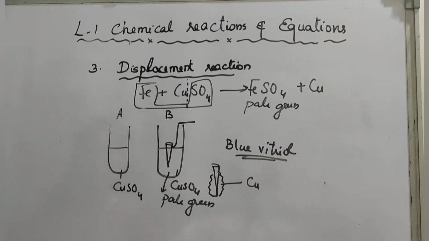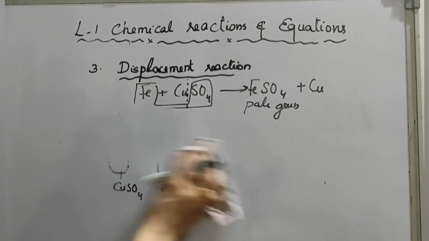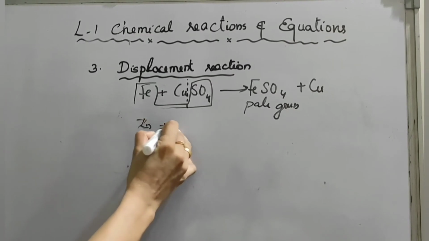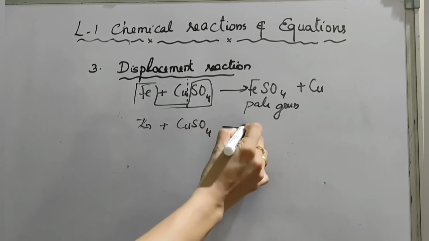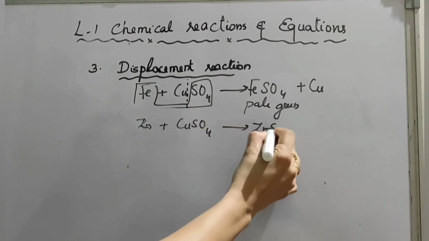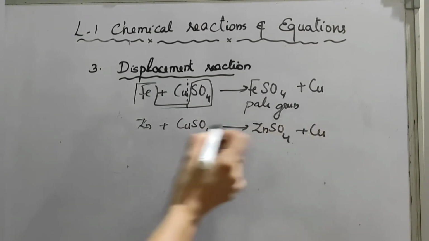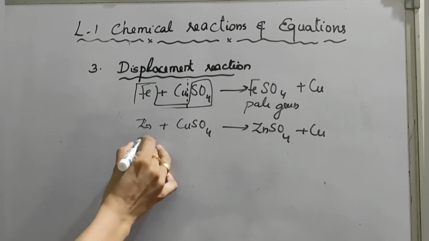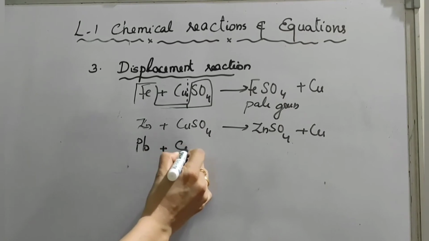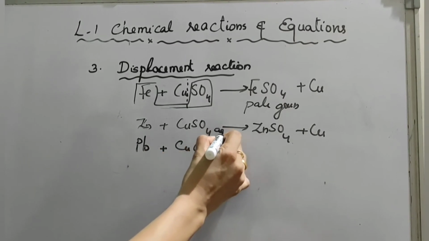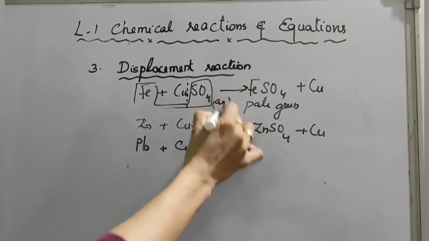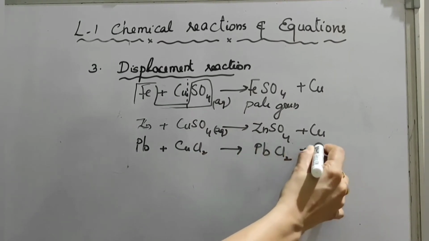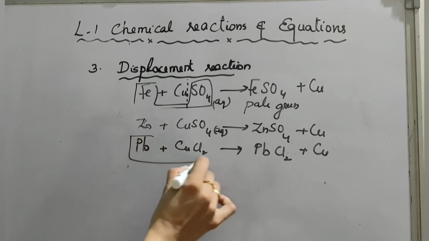Take another example also. Zinc reacts with copper sulfate to give zinc sulfate plus copper. Here zinc is more reactive than copper. Let's take lead. Lead reacts with copper chloride. These are all in the aqueous state. What happened? Here we get lead chloride, plus copper is deposited. Like this they react.